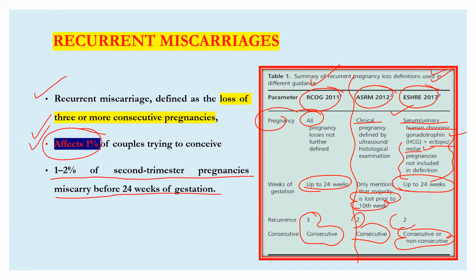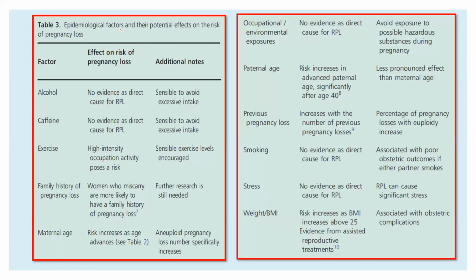So we are clear on the definition of miscarriage. We are clear on the definition of recurrent miscarriage. Because we do deal with these RCOG guidelines moreover. But still, we need to understand and we need to know how the world is evolving and what type of guidelines we are following in terms of miscarriages and recurrent miscarriages. Now let's talk about the factors.